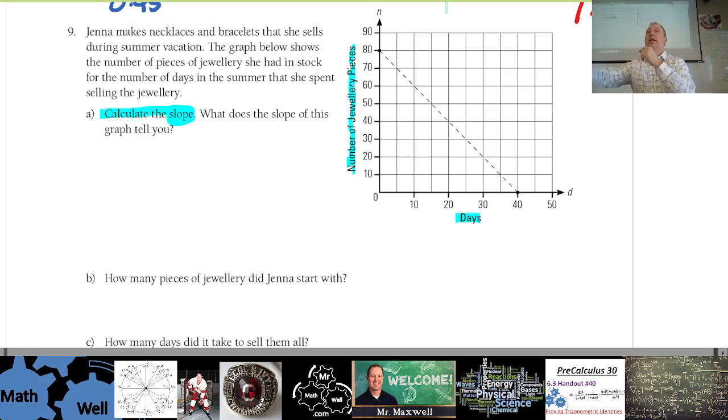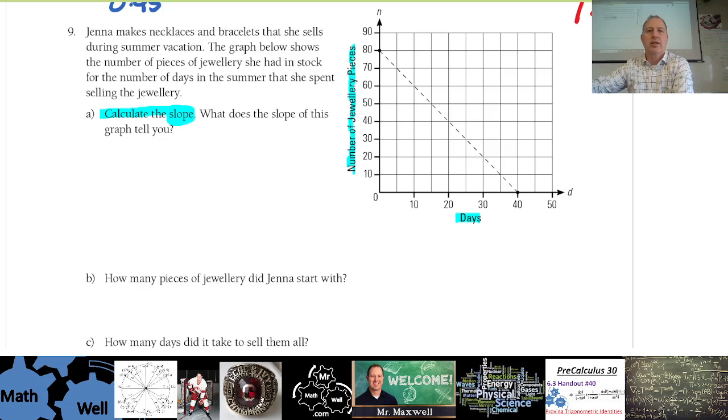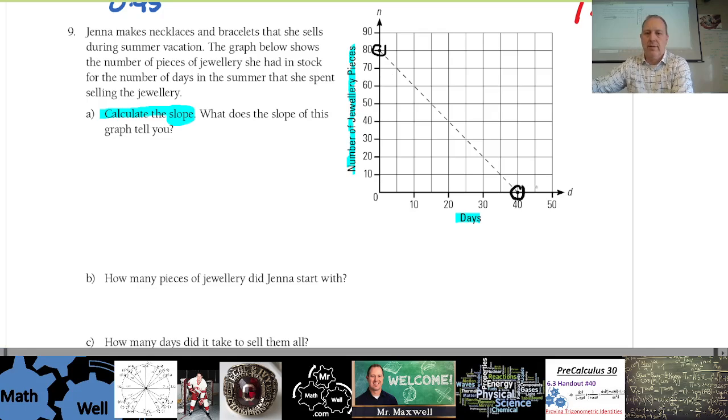Remember, slope is rise divided by run, okay? So what does the slope of this graph tell you? Let's calculate the slope first. I see I have a point here, and I have a point here. So the rise is negative 80. Okay, so the slope is going to be a negative 80 rise. That's what you put on top.